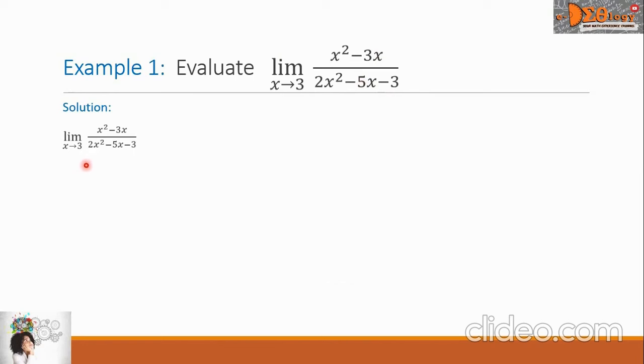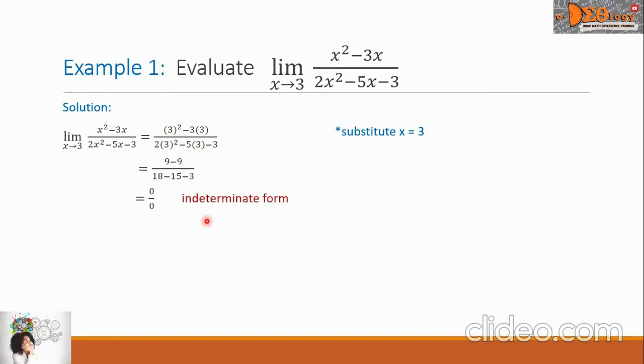We know that to evaluate this limit, we're going to substitute the value 3 to all the x of this function. If we do that, we will have 3 squared minus 3 times 3 all over 2 times 3 squared minus 5 times 3 minus 3. Simplifying further, 3 squared is 9 minus 3 times 3 is also 9, all over the square of 3 is 9 times 2 gives 18 minus 5 times 3 is 15 minus the 3. When we simplify this fraction, we will have the answer 0 over 0. This form is what we call indeterminate form. We do not accept this as an answer.